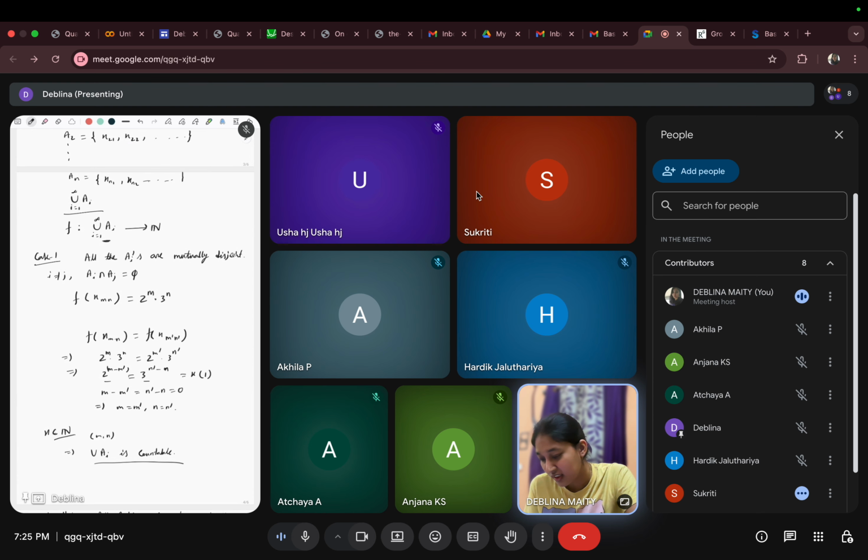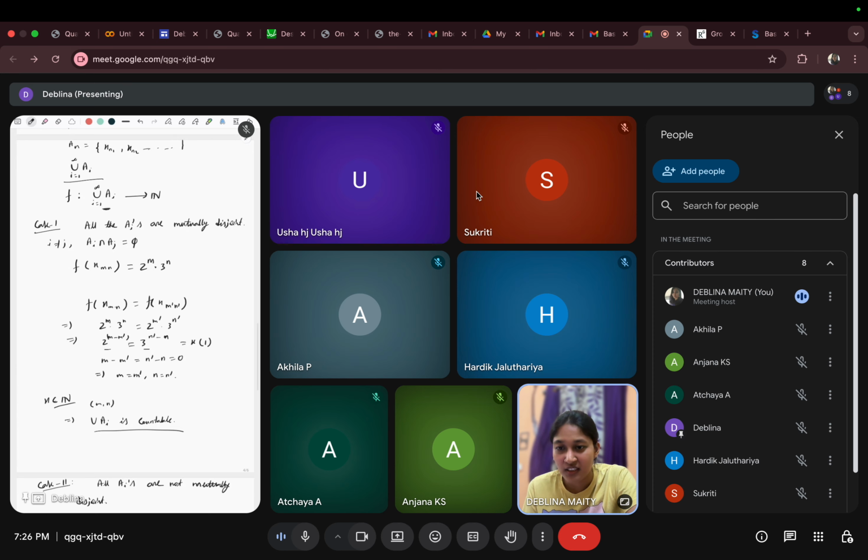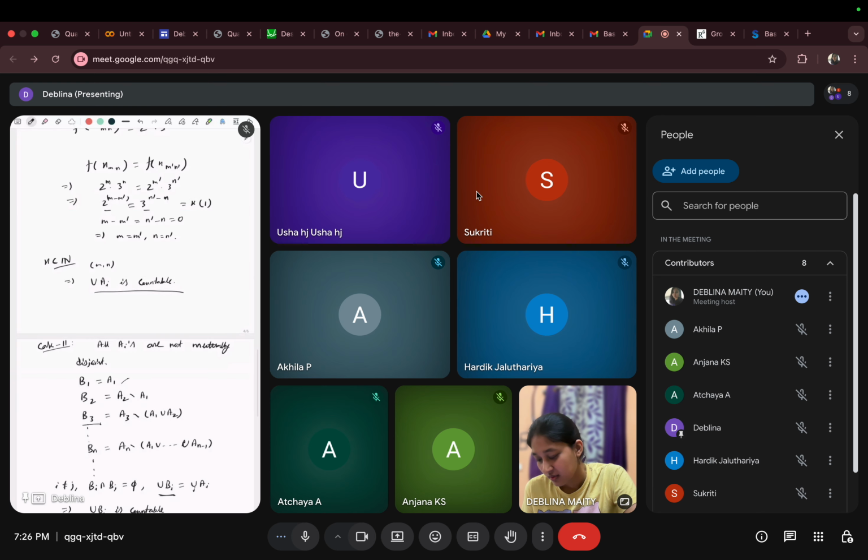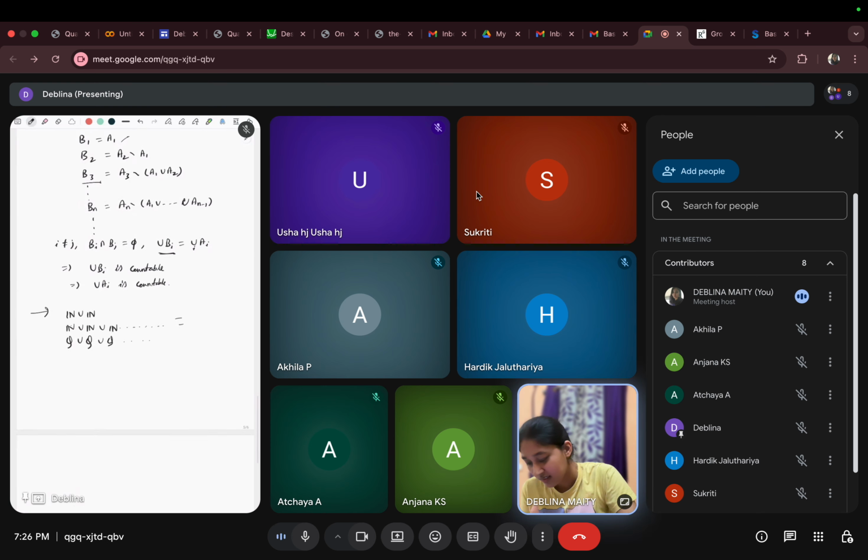Is there any natural number which cannot be written as this? There are numbers which cannot, prime factors may not be this type, like 5. You cannot write 5 as 2 to the power something and 3 to the power something. So there may not be a surjection. But injection is there, right? Yes, ma'am. Okay, yes, you are right.